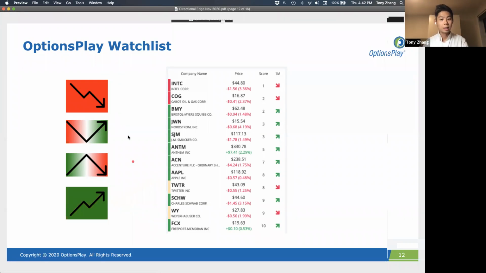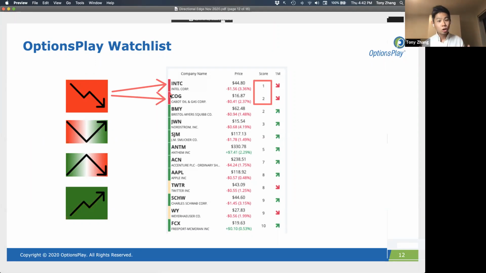Vice versa, I can tell you that Intel and COG are weak stocks because they have a score of 1 and 2. And as you can see, it's red across the board. So these are really easy to identify: the ones that are all green or all red, with either high scores or low scores.